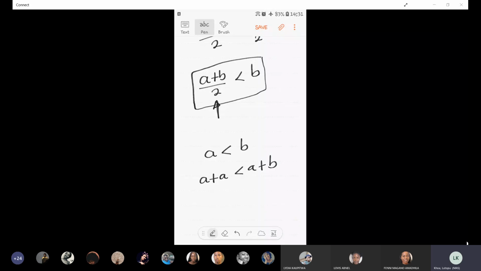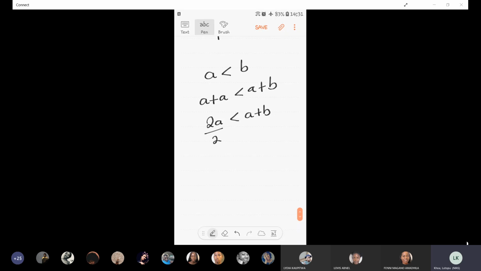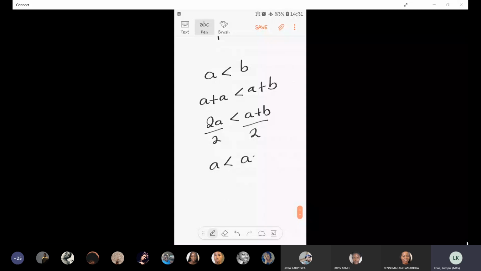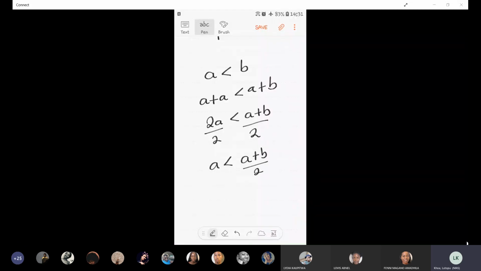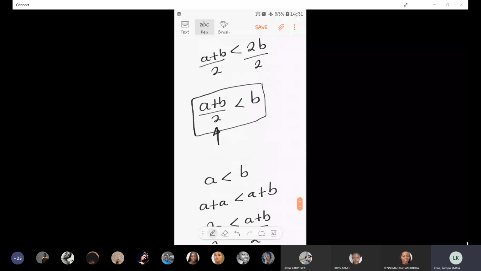And the inequality doesn't change direction because when we add or subtract anything on both sides, the inequality is maintained. Then on the left hand side, I have 2A, this is less than A plus B. And then I can also divide by 2, divide by 2. The inequality doesn't change because I'm dividing by a positive number. So now I have both sides of the inequality. So I have A is less than the average, and the average is less than B.